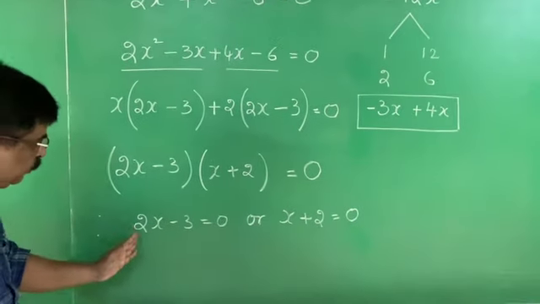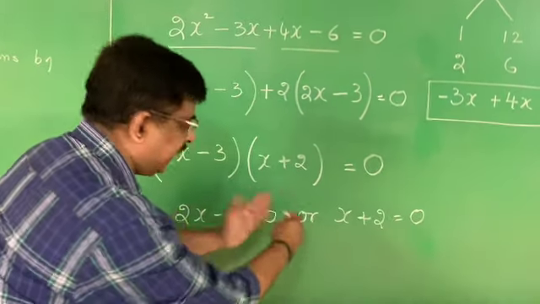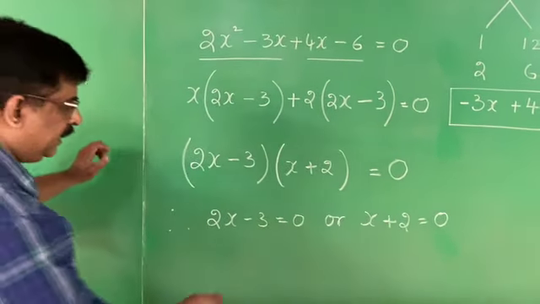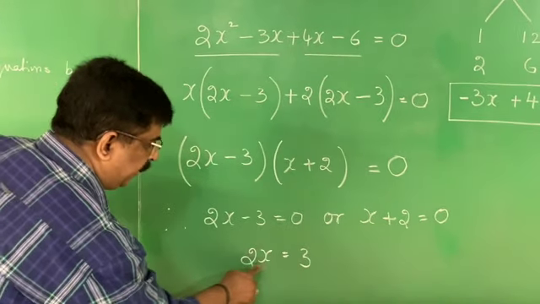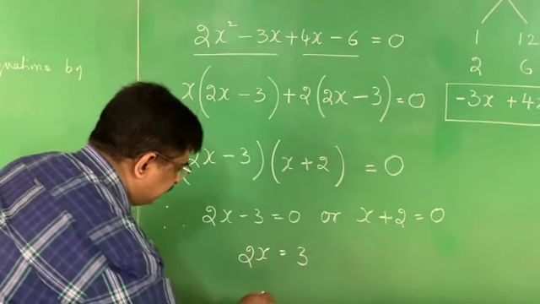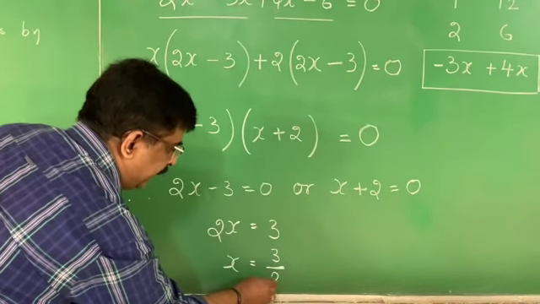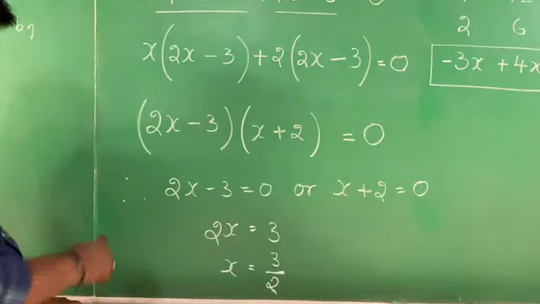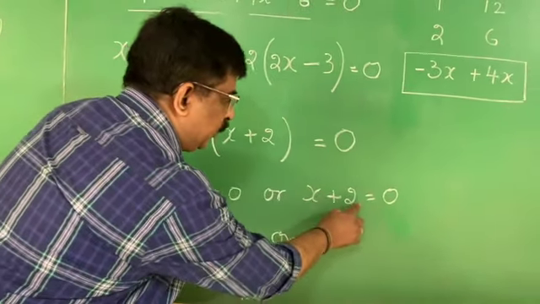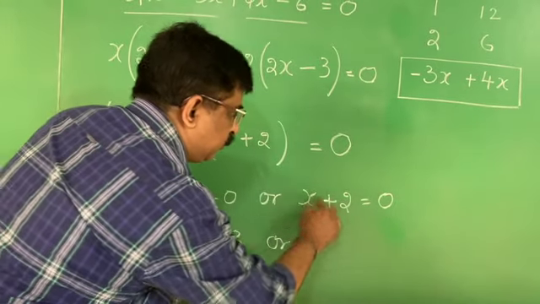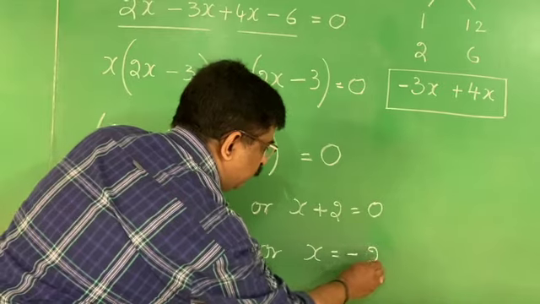Now see, 2x minus 3 is equal to 0. If I transfer minus 3 to that side, it becomes what? Plus 3. Therefore, 2x is equal to 3. When 2x is equal to 3, x is equal to 3 by 2. X is equal to what? 3 by 2 in this case. Or, here, x plus 2 is equal to 0. Transfer plus 2 to that side, it becomes what? X is equal to minus 2.